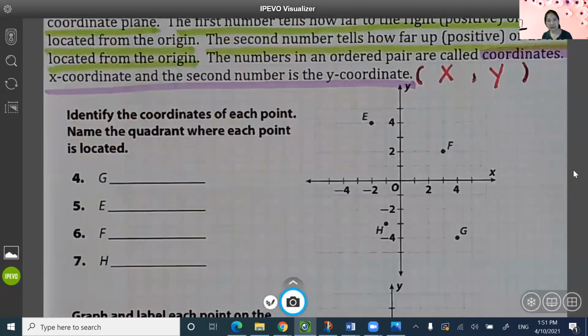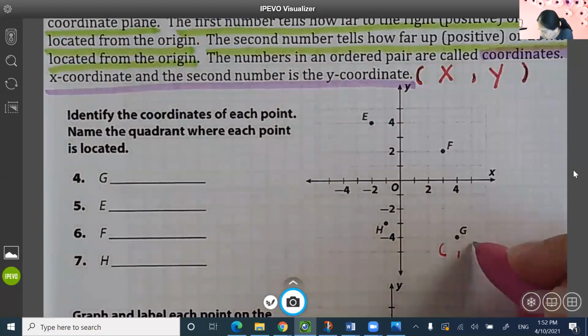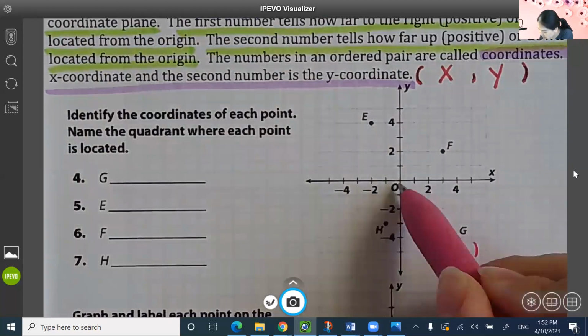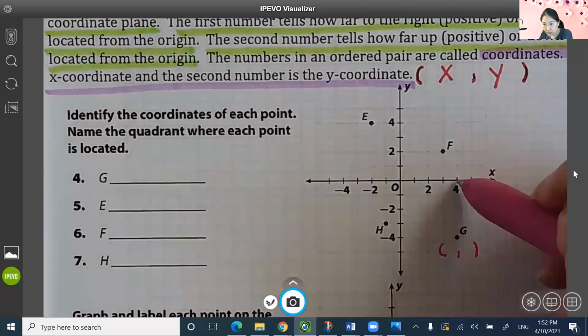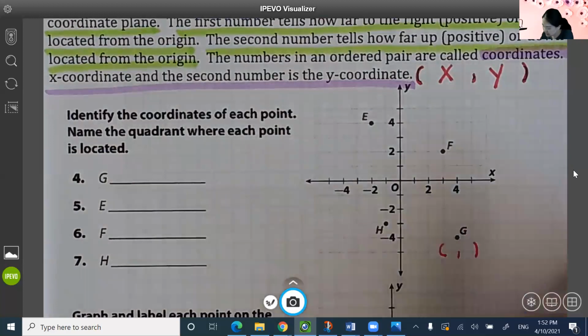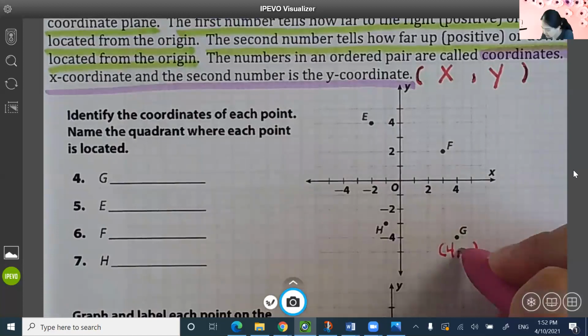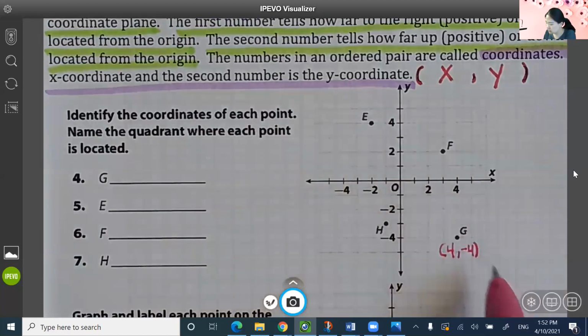All right, so identify the coordinates of each point. Give the quadrant where each point is located. So let's start with G. G is right here, okay? So I am looking at G, and first is going to be my x coordinate, and second is going to be my y coordinate. So first, I know that I need to go to the right, all the way to 4. And then I went down. And what is this? This is -4. So my ordered pair is 4, -4.